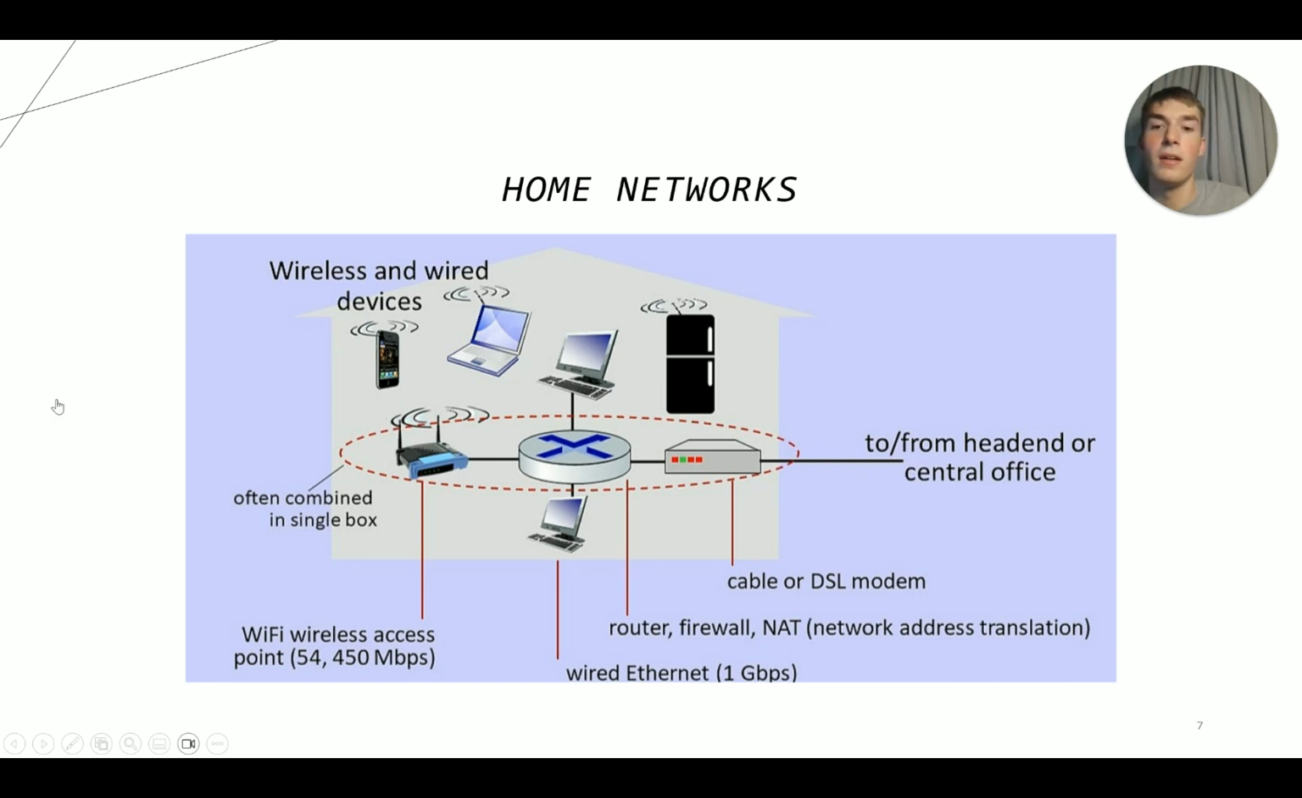And so we consider home networks to be examples of access nets because they bundle together devices and then connect them into the internet as a whole.